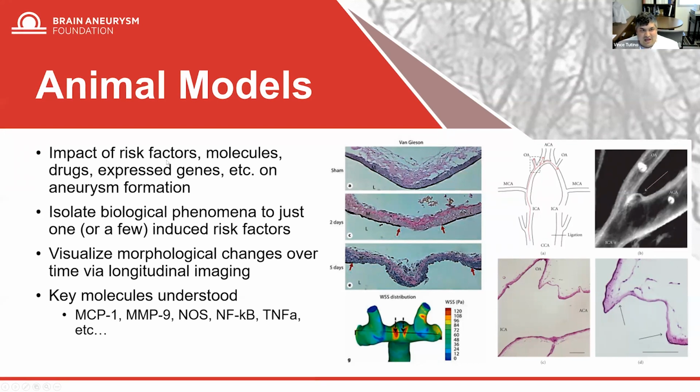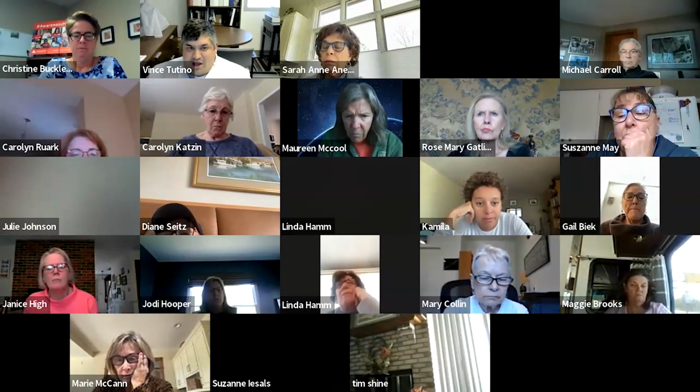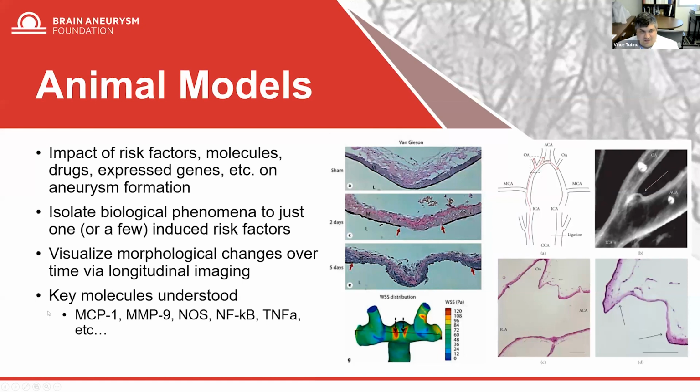We can use these to study the impact of different risk factors, molecules, and drugs on the genesis of aneurysms. The other interesting thing it allows us to do is isolate biological phenomena and see how those specific risk factors are involved in the development of aneurysm. Over time, we've used these strategies to understand key molecules involved in the development of aneurysm. Some of them are listed here. This has been one of the ways we're putting together, piece by piece, how aneurysms form and the mechanism of this disease.